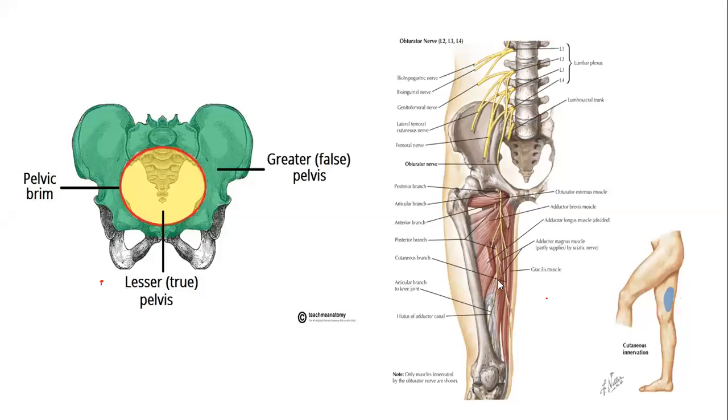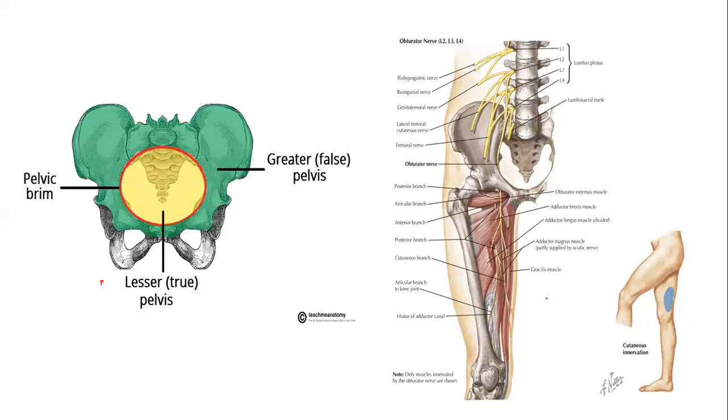So anterior branch of the obturator nerve gives off motor branches and sensory branch. The motor branches include branches to adductor brevis, adductor longus. Occasionally, it may also supply pectineus and gracilis muscle. Whereas its sensory supply is to the skin over the medial aspect of the thigh till the region of the knee joint.